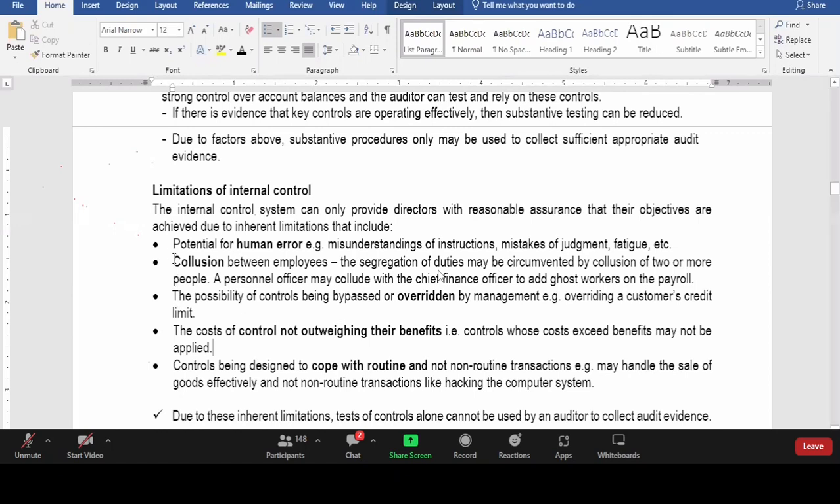So because of these 5 limitations, however good the internal control is, it cannot provide absolute assurance that everything is okay. That one is maybe in heaven.